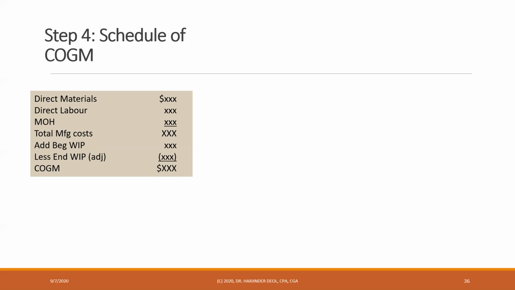Add to the total manufacturing overhead cost the beginning work in process. Take away the ending work in process. Now, in a job order costing world, you will deduct the adjusted ending work in process, the adjusted balance from the T account. And that'll give you the cost of goods manufactured. The detailed preparation, we'll take a look at it now.